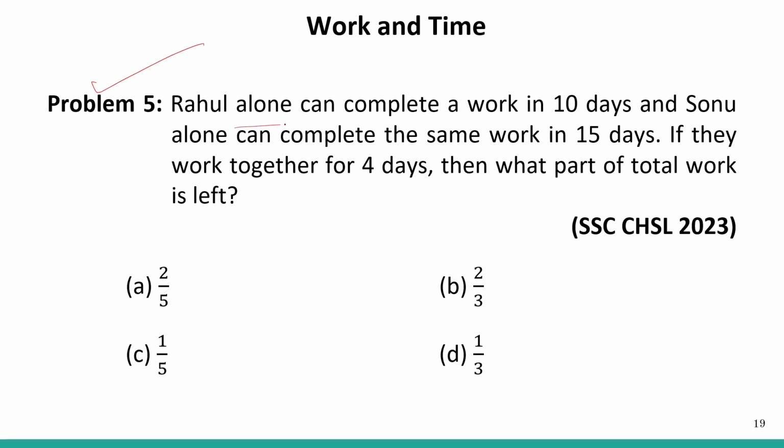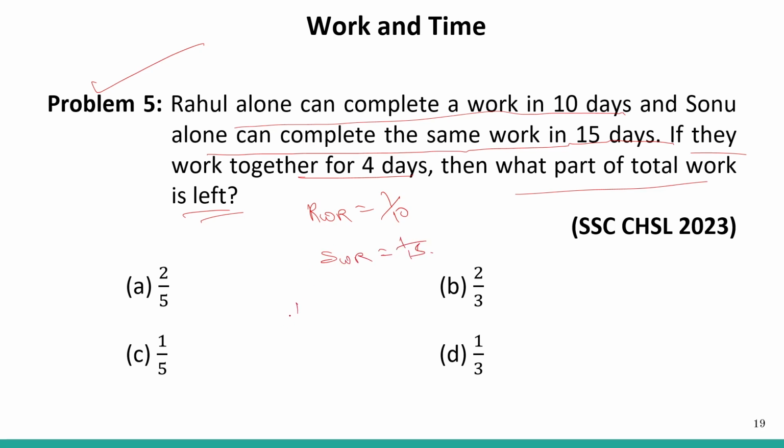So Rahul alone can complete a work in 10 days. And Sonu alone can complete the same work in 15 days. So if they work together for 4 days, then what part of their total work is left? Okay. So Rahul's work rate is 1 by 10 and Sonu's work rate is 1 by 15.